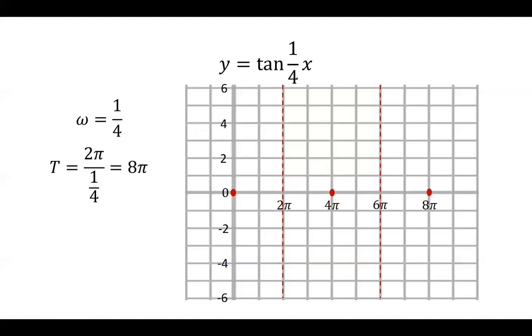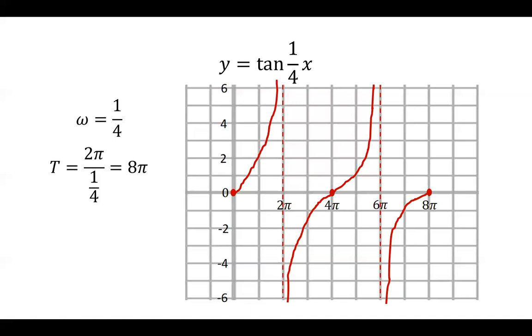So from 0 to 2 pi, we know we're increasing towards infinity. At 2 pi, we switch from positive infinity to negative infinity. So we're going to start at negative infinity, pass through 0 at 4 pi, and then go to positive infinity. And then we're going to start at negative infinity and go to 8 pi. And we can see how this comes together.